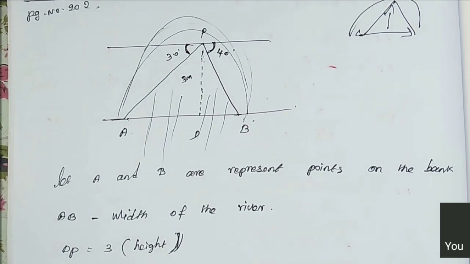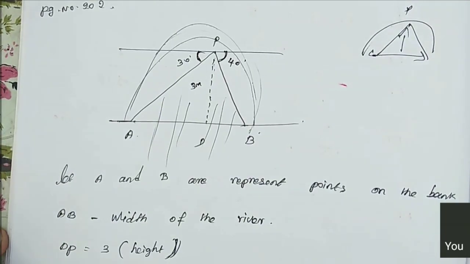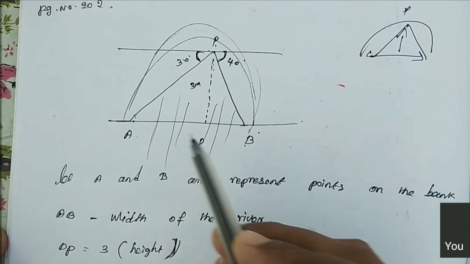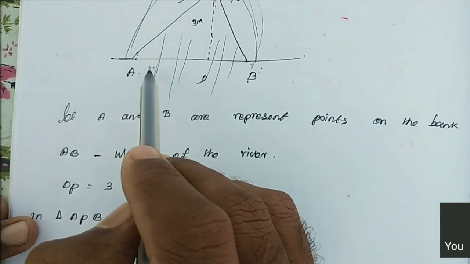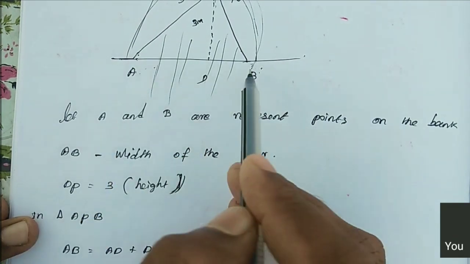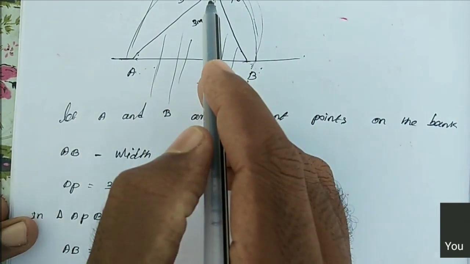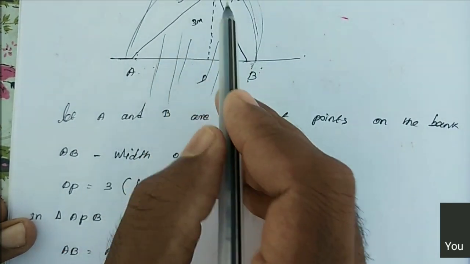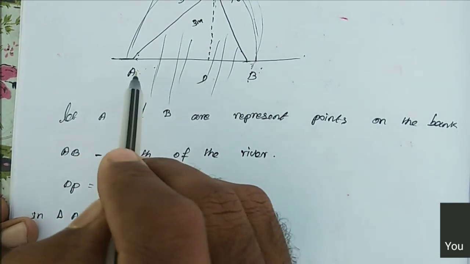Now we can consider the triangle. From the diagram, we should consider the triangle APB. In this APB triangle, what is the AB length? How will you find the AB? That is AD plus DB, right? It's not a right angle triangle. You can listen, APB is not a right angle triangle. So just consider APB. In that, we can find the AB value.